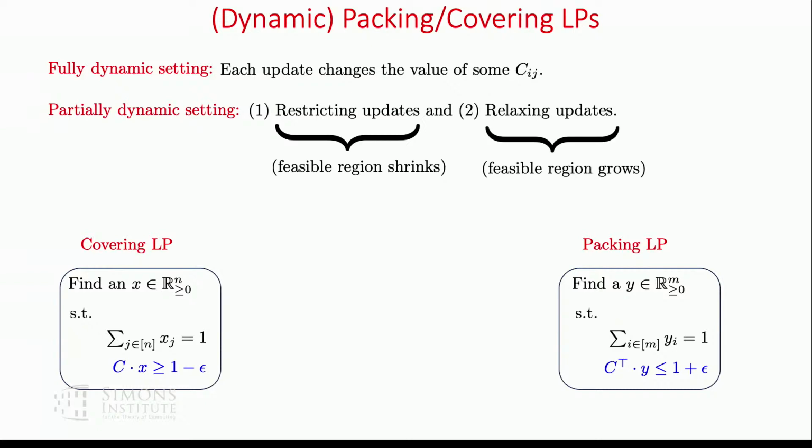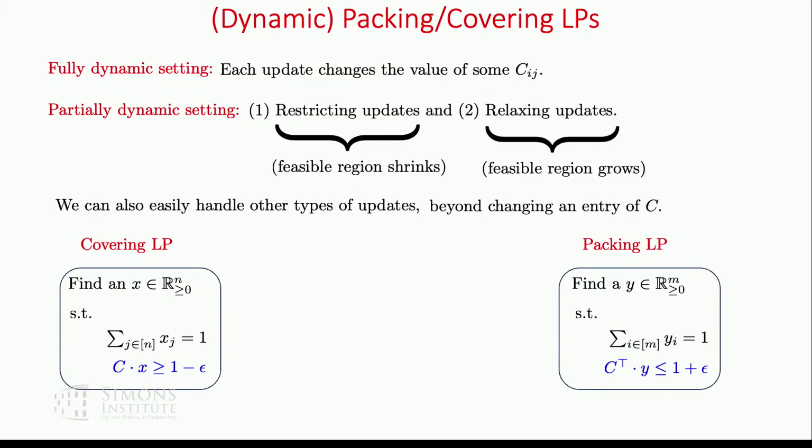So for instance, for a covering LP, a restricting update would decrease the value of some entry in this constraint matrix Cij. Because then if you reduce the value of Cij here, maybe a solution that was already feasible before is no longer feasible. Okay. You can think of other natural types of updates in the partially dynamic setting, like just insertions of constraints and so on. We can handle those as well. But just as a reference point for simplicity in the talk, I'll just focus primarily on entry updates.